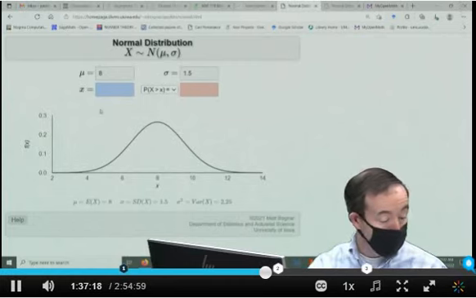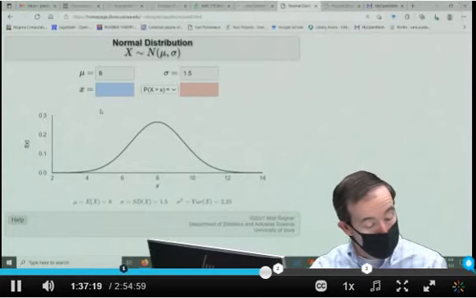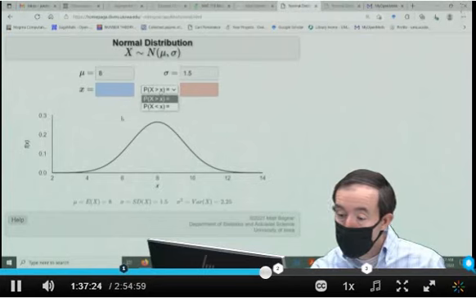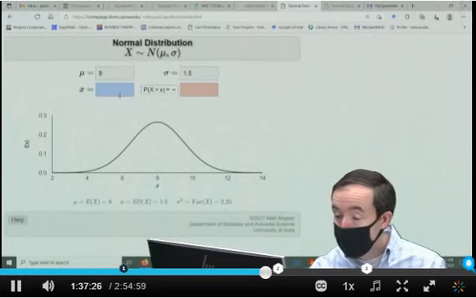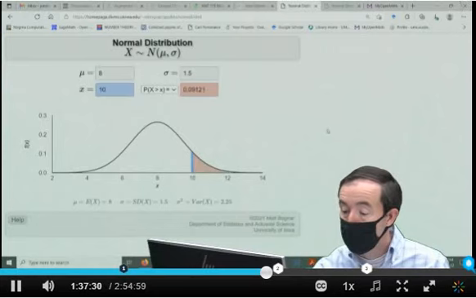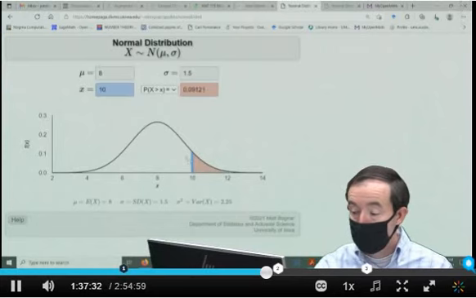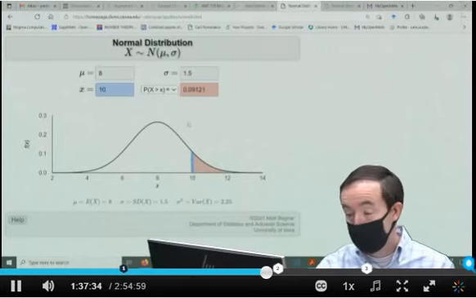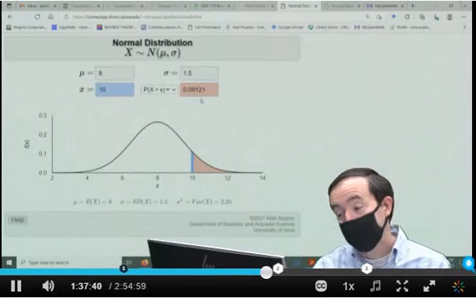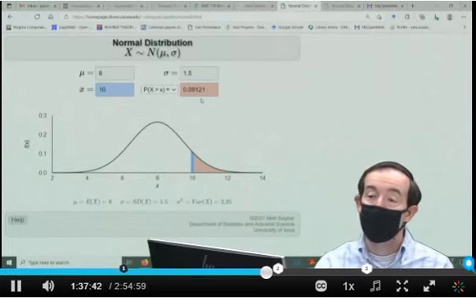All right. And I want to find the probability that I'm greater than 10. So there's 10. I'm shading the area to the right of it. That's what the greater than part does. It computed the exact area. I estimated about 10%, and the correct value is 9.121%.